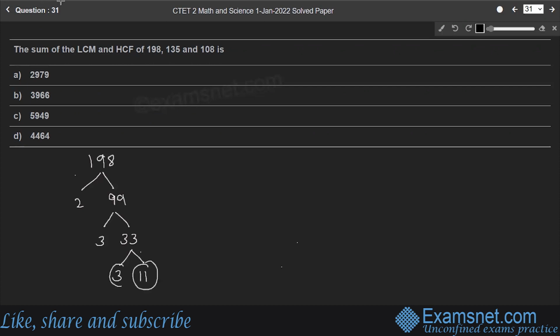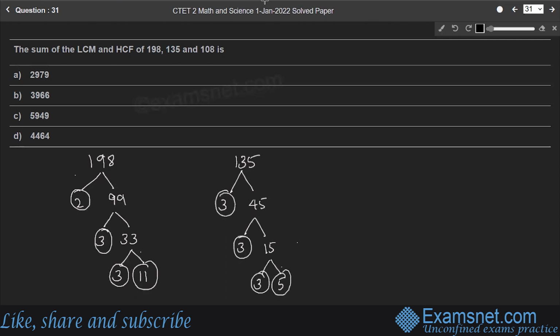Here 11, 3, 3 and 2 are prime factors of 198, whereas factors of 135 are 3 into 45, 3 into 15, 3 into 5. So here 3, 3, 3 and 5 are prime factors of 135, whereas factors of 108.